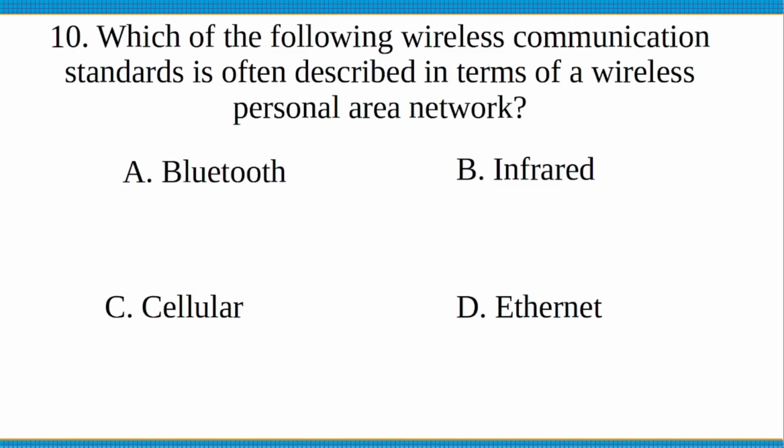Question number 10. Which of the following wireless communication standards is often described in terms of a wireless personal area network? So a PAN. A. Bluetooth. B. Infrared. C. Cellular. D. Ethernet. Bluetooth. So Bluetooth networks are often called wireless personal area networks.